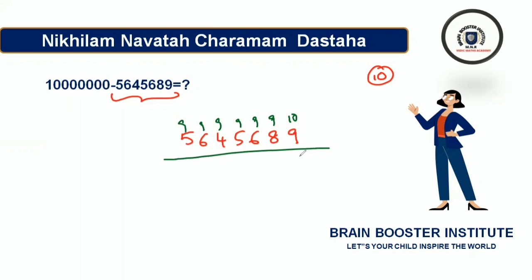That's it. 10 minus 9 is 1. 9 minus 8 is 1. 9 minus 6 is 3. 9 minus 5 is 4. 9 minus 4 is 5. 9 minus 6 is 3. 9 minus 5 is 4. That's it. This is the final answer, my teachers.